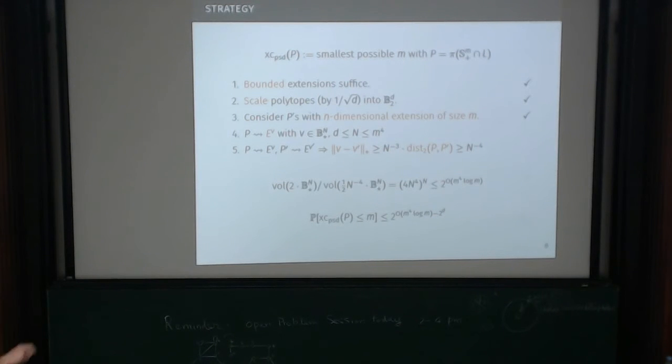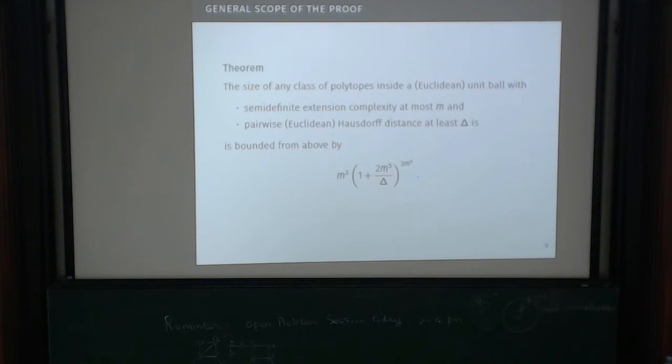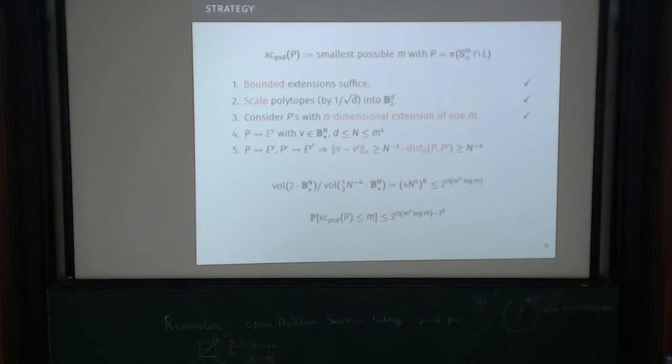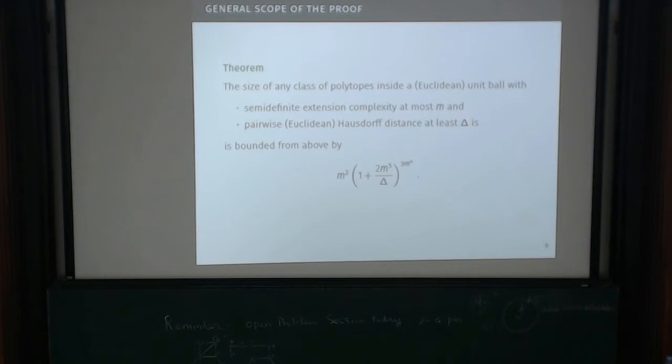So the crucial thing to tell you now is what this parameter space is and how we represent it. But before I do this, let me mention that what we do here is not specific to 0, 1 polytopes at all. What we prove is that the size of any class of polytopes inside the unit ball, which have semi-definite extension complexity at most m and have a pairwise Hausdorff distance of at least some parameter delta, is bounded from above by a number like this. So this doesn't have to do with 0, 1 polytopes at all.